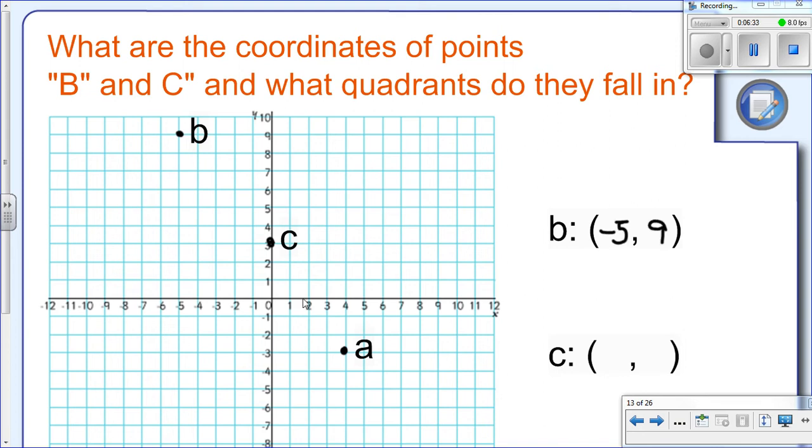Now let's look at C. Notice I don't go left and right at all. So I'm going to stay at 0 for my x, and then I'm going to go up 3. One of the most common mistakes that students make is that they want to put 3 comma 0. So notice we don't go left or right at all, and we always do x first, and then we go up 3.